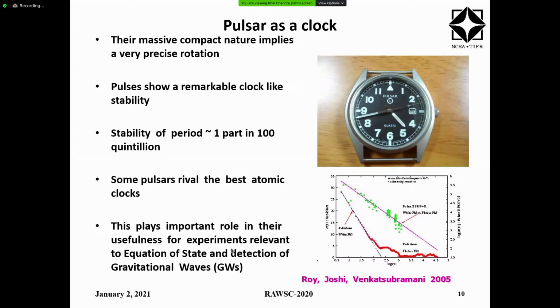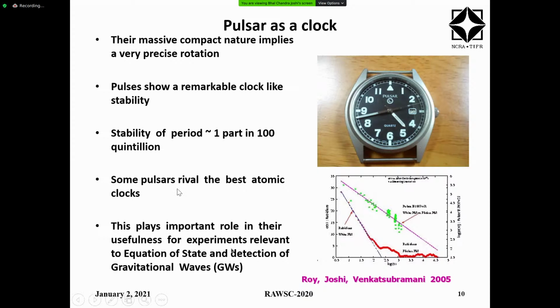I won't go into the other aspects of the pulsar, which I presume Devabrati will concentrate on. I just wanted to refer to one part of the science which can be done, and that is gravitational waves. I will come to gravitational waves in a while, but I will first motivate why pulsars are important for gravitational waves. They are very massive and they are very compact. And this massive and compact nature of pulsars implies that they have very precise rotation. The rotation is remarkably stable, which means they are almost like a clock, like the clock which we wear.